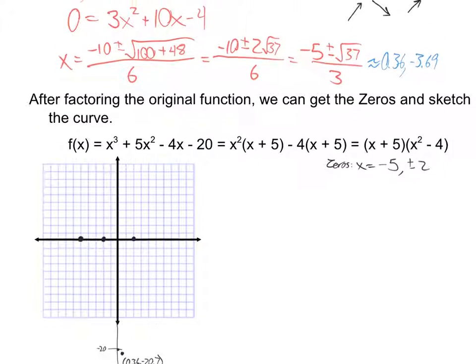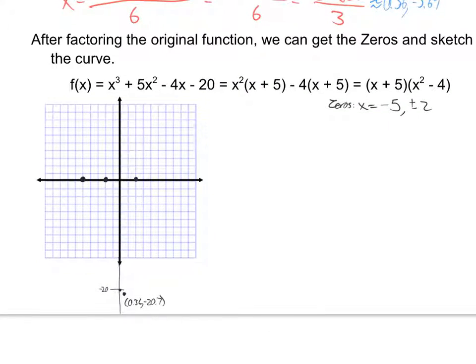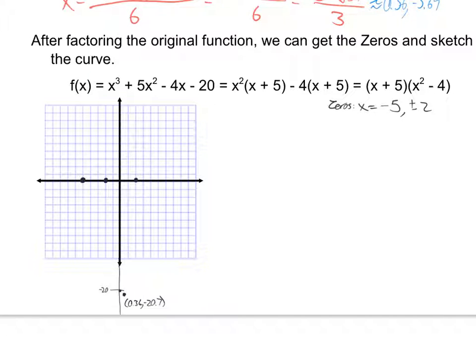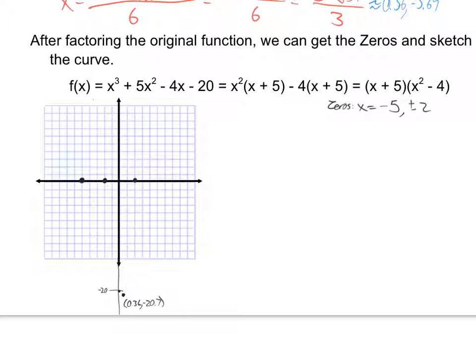And then we had a max at negative 3.69, 12.6. So somewhere around here at 12.6. And now we can have an even more accurate graph.